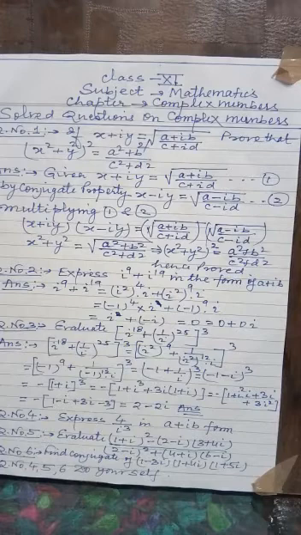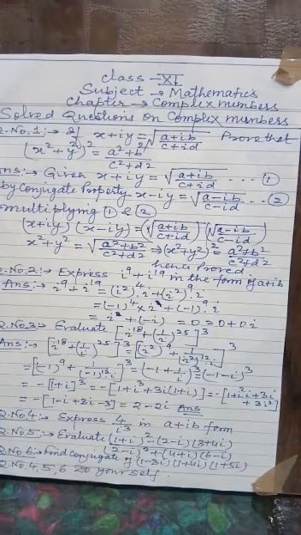Today we have our chapter complex numbers, and today we are doing some more solved questions on complex numbers of different kinds. So question number 1 I have taken today as: if x plus iota y equal to square root of (a plus iota b) upon (c plus iota d), square root is in both numerator and denominator, then prove that (x square plus y square) whole square equal to (a square plus b square) upon (c square plus d square). So what is given here?